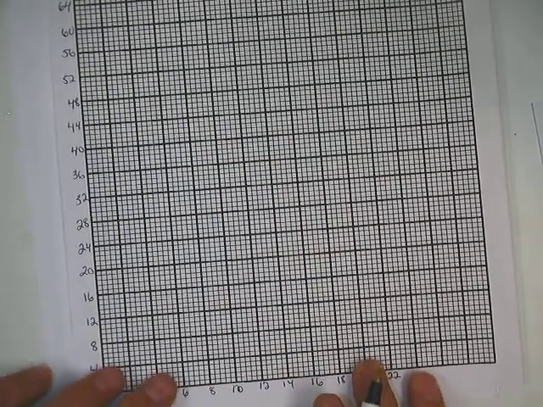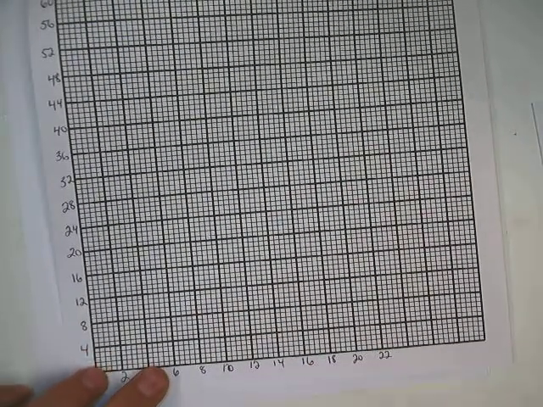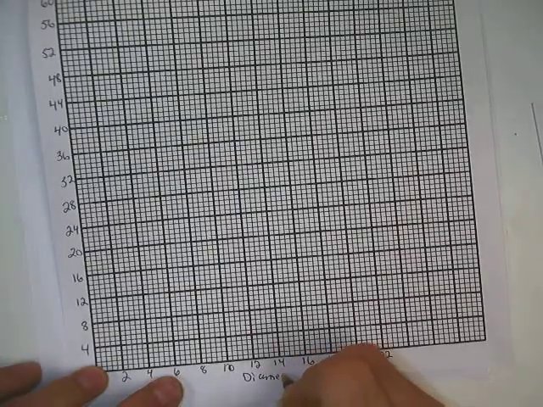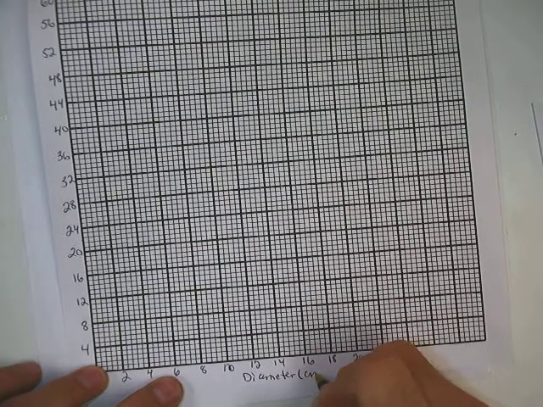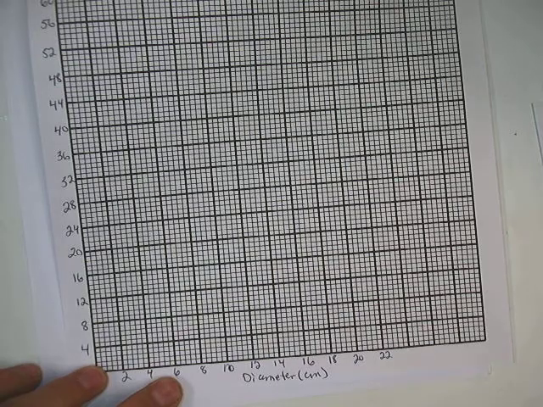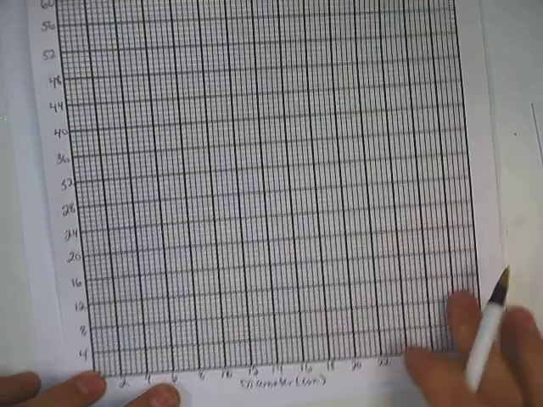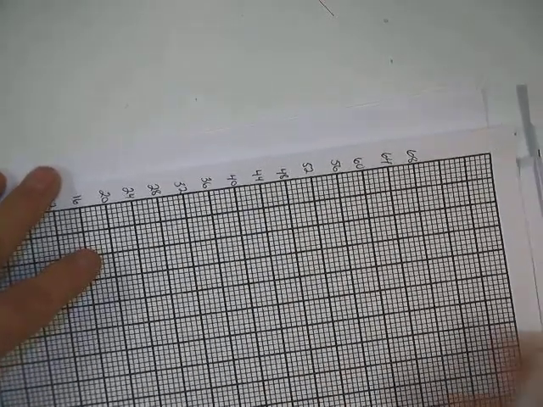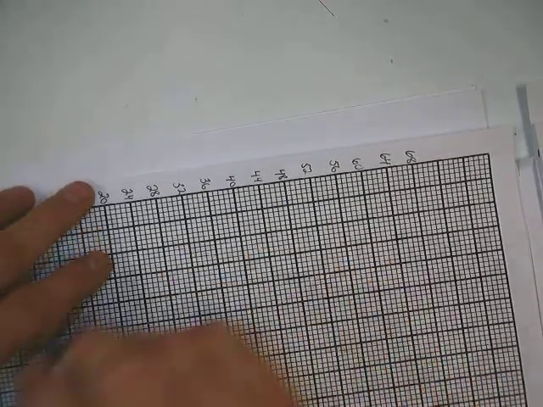We do want to label these axes always. Across the bottom, we are measuring the diameter, and we measure it in centimeters. We always want to put parentheses, and then the units we're using inside of the parentheses, and we can abbreviate things like centimeters with the standard abbreviations.